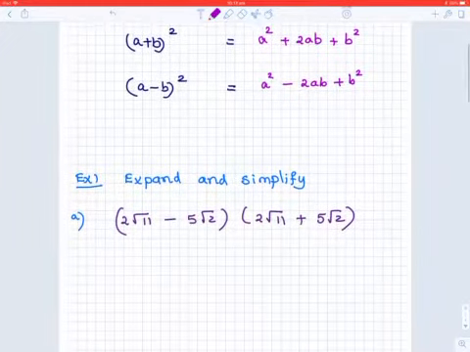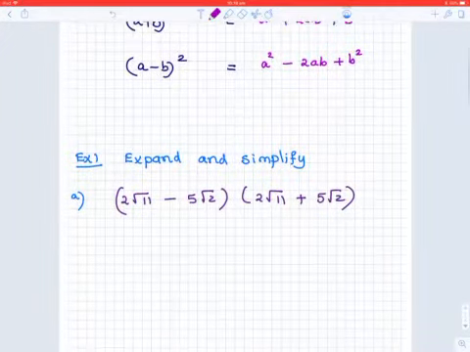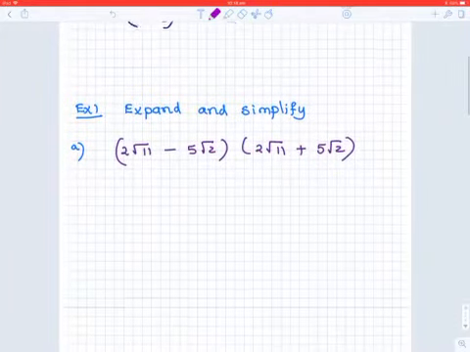Now, sometimes using the formula would be much easier. It takes fewer steps as well, but you need to identify the question.